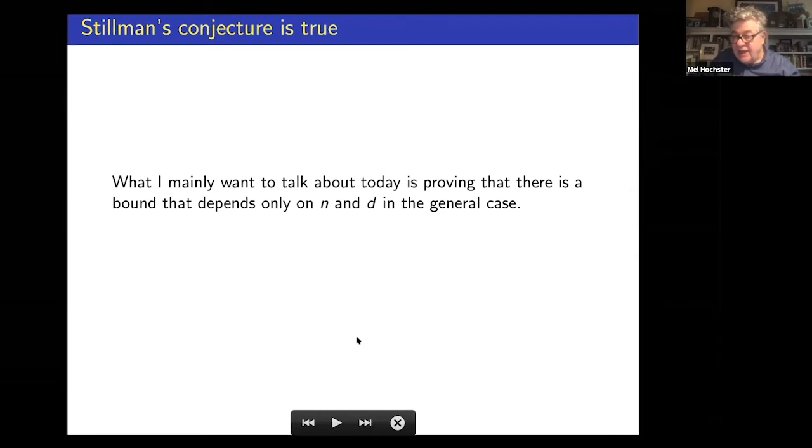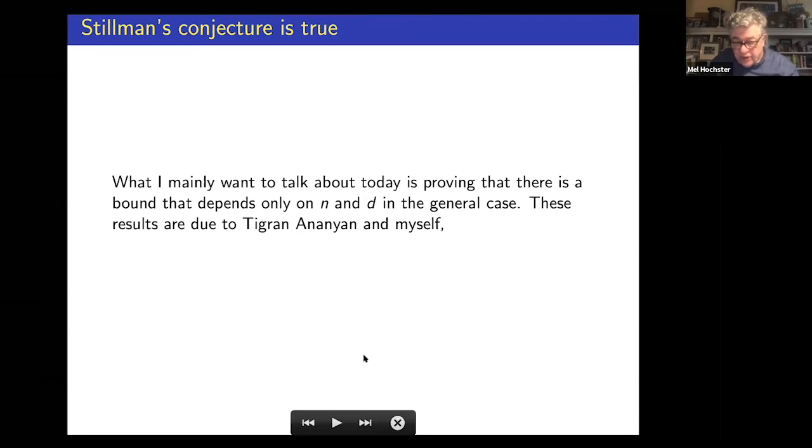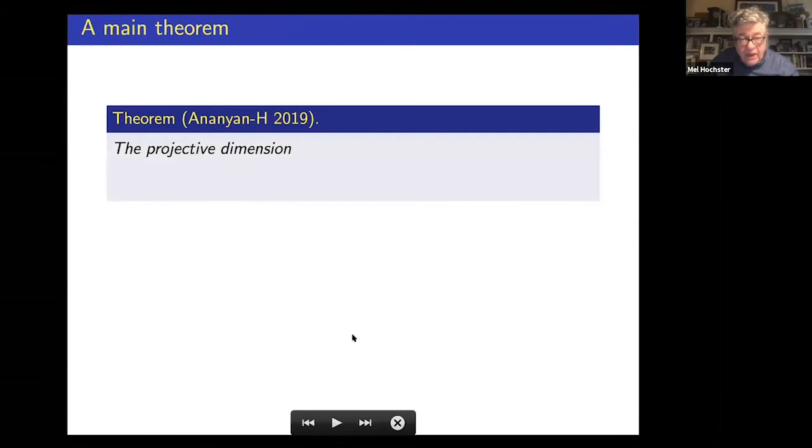and in the general case, so in some sense, it solves the question completely in terms of existence. There really is a bound that depends only on n and d. Unfortunately, it's nowhere near the best bound. But at least we know there's a bound, and I'm going to talk about how that was done. This is joint work with Tigran Ananyan, and the work itself raises many more questions.